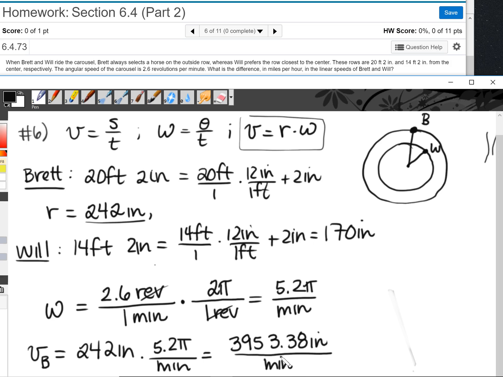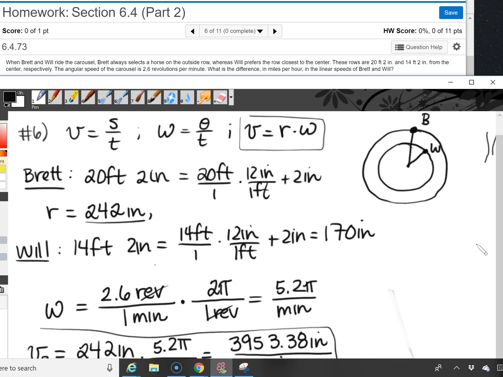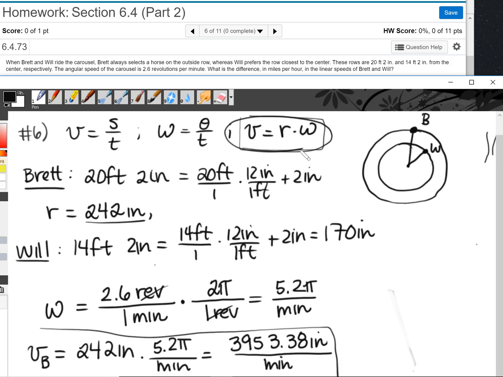And now the fun part, well, I know that was pretty fun, but the fun part is we need to change that into miles per hour, right? So let's actually leave it like this. I'm going to do the miles per hour at the end because I don't really want to change two of them into miles per hour. So this is for Brett. That's my linear speed, and I just use this equation right here: my radius times my angular speed.